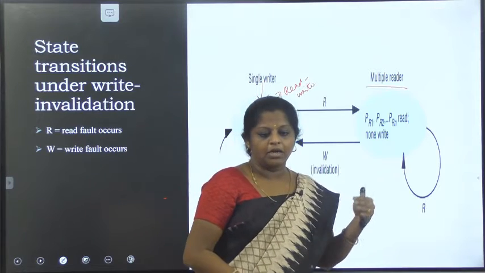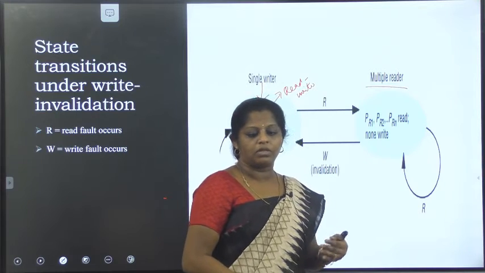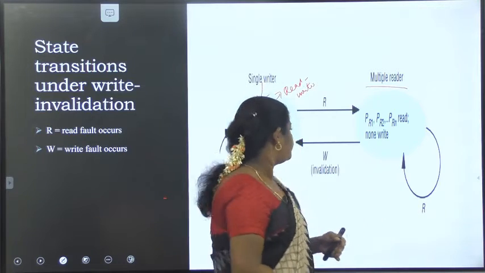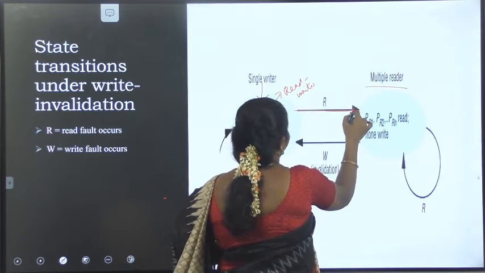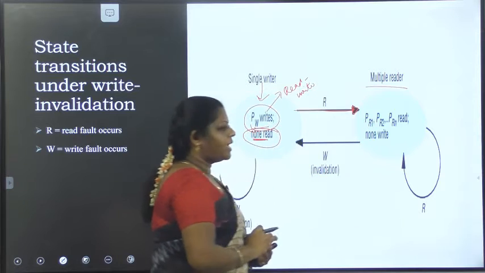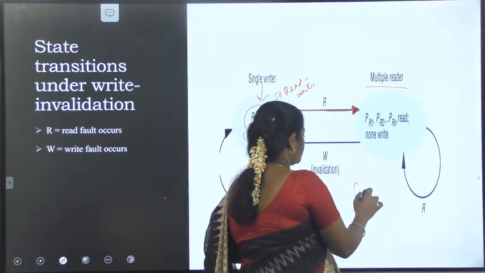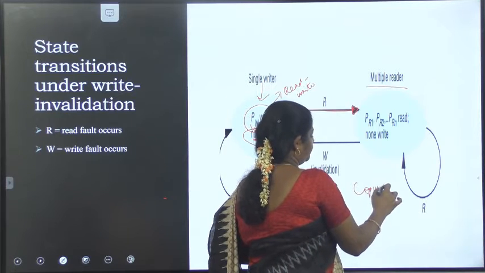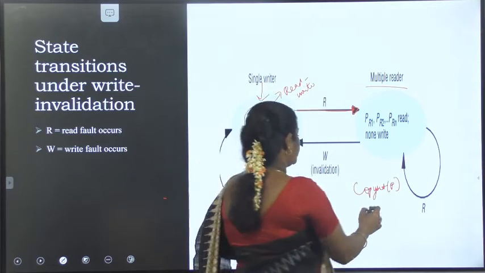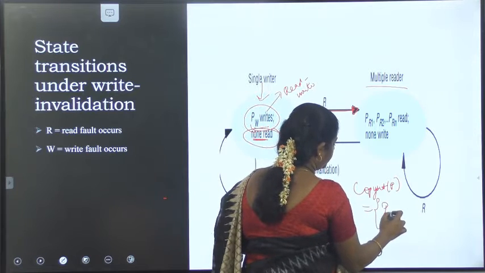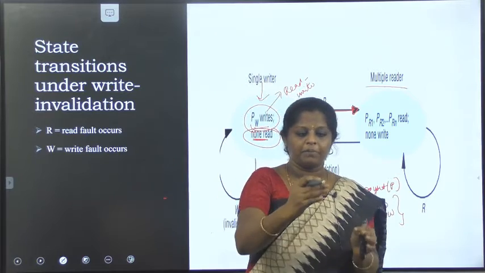Next, two or more processes with read-only copies may take the write fault at more or less the same time. After the write, the copy of the data will be sent to the remaining processes in the system, which we call the copy set of P. So the copy set of P is the remaining processes, and PW sends to them.